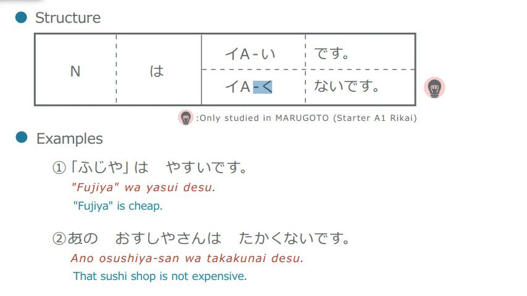あのお寿司屋さんは高くないです。The adjective expensive is takai, so we've removed the I to make it taka, and then added kunai. Takakunai desu. Osushi-ya-san is the name of a sushi restaurant.